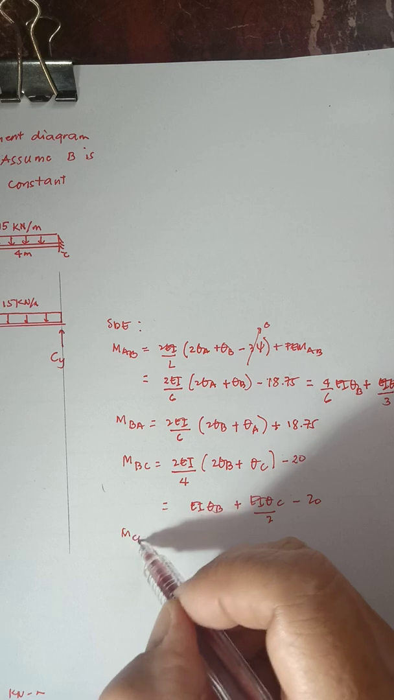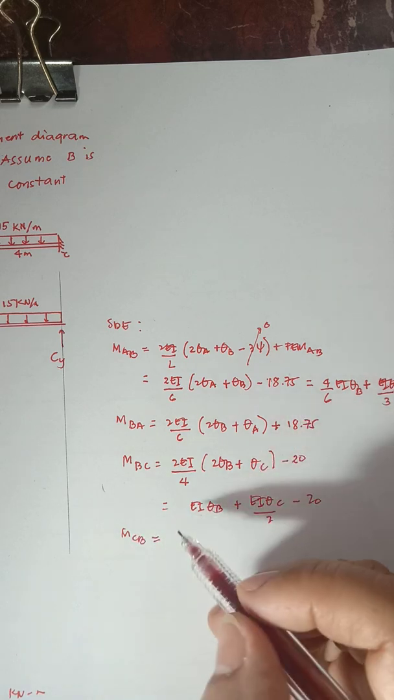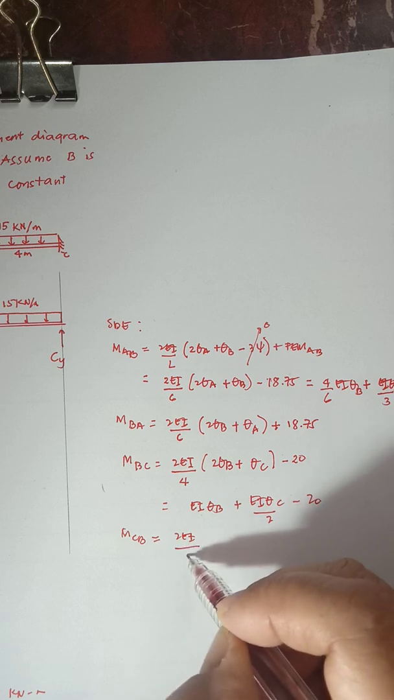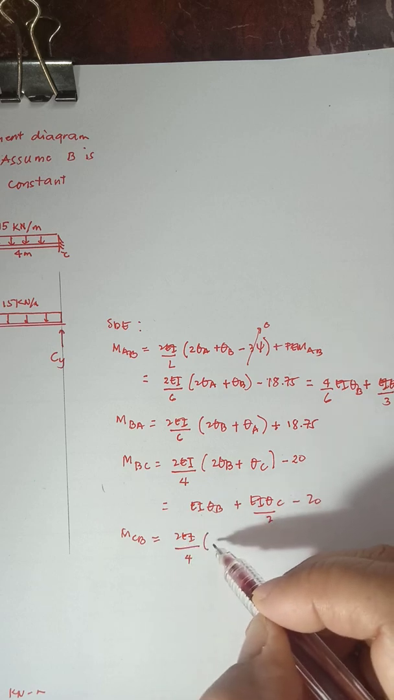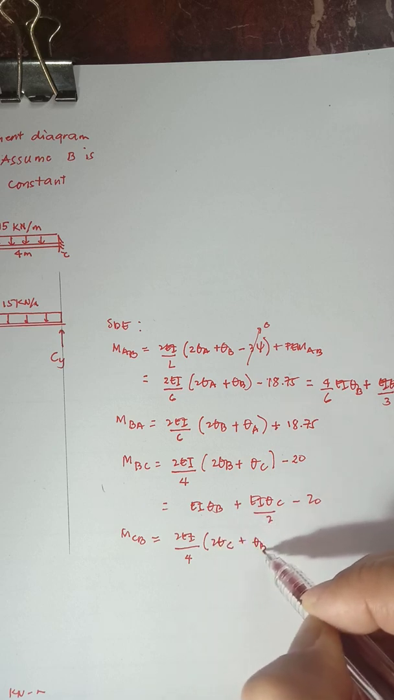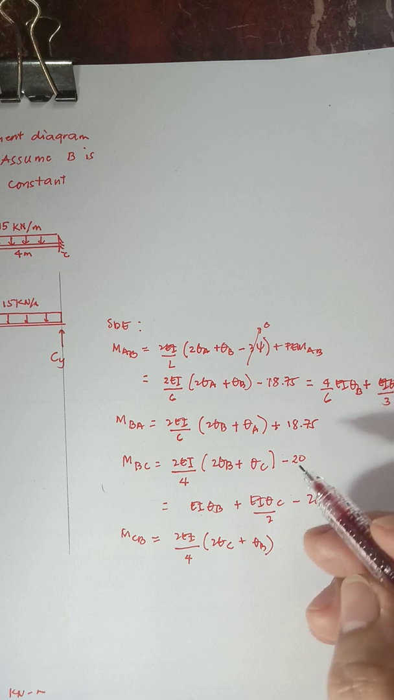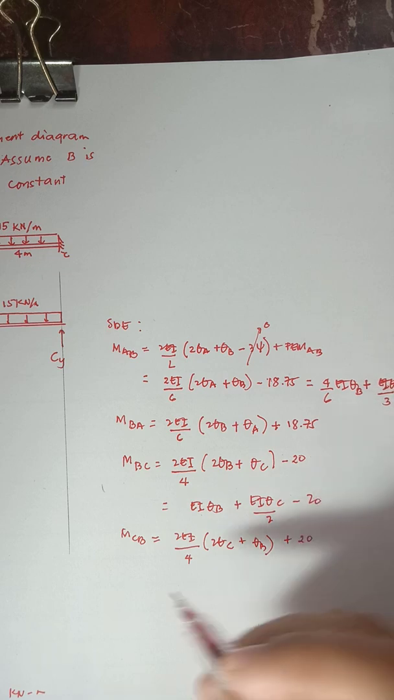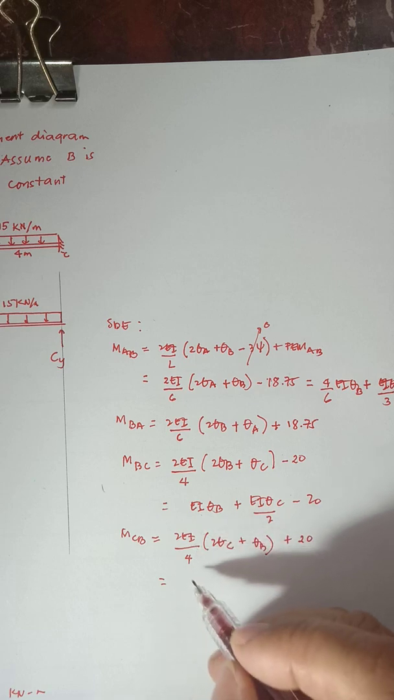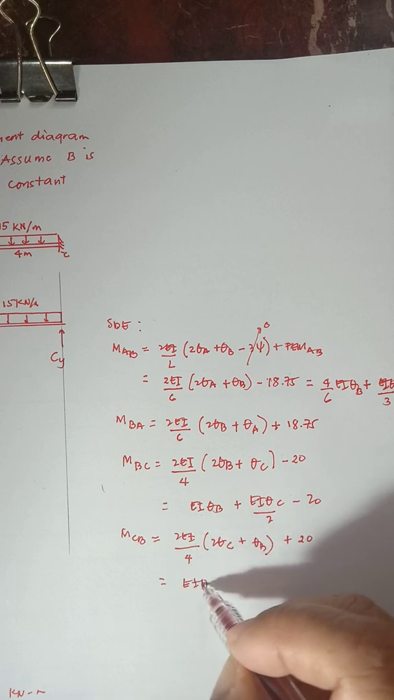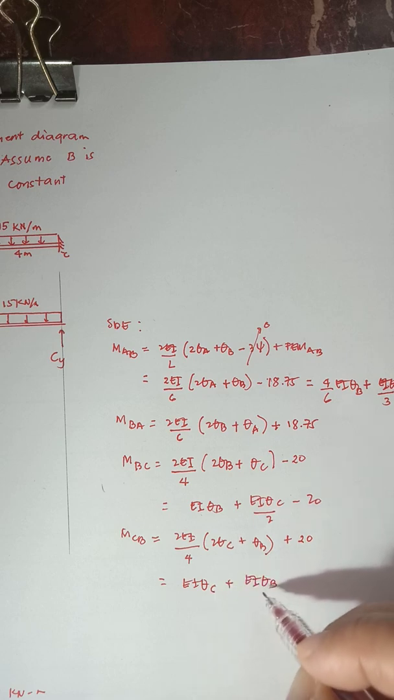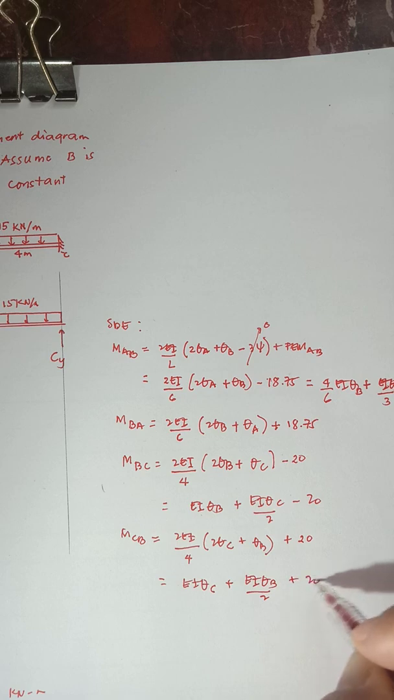Then MCB will be equal to 2EI over L, which is 4, and then this will now be 2 theta C plus theta B. Yung atong fixed end moment CB is plus 20. So this will be equal to 4 over 4, that would be 1. So EI theta C plus EI theta B over 2 plus 20.